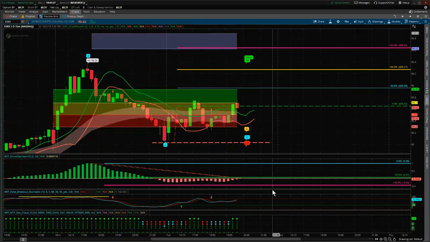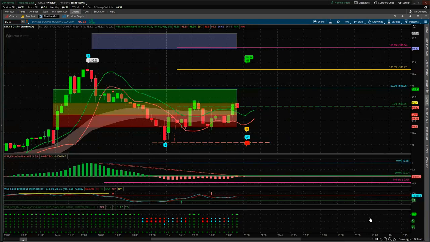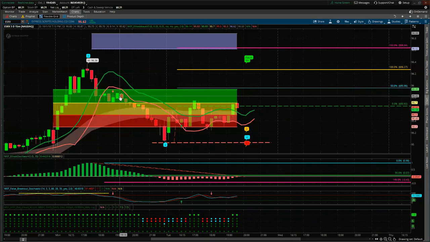We're about break even. Now, I'm using the MTF dot cloud from the day trading add-on suite to help me with this. I've got the cloud on there from the day trading add-on suite.